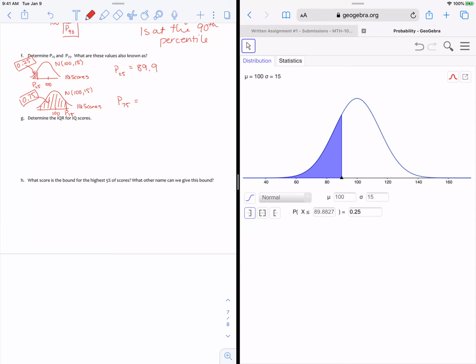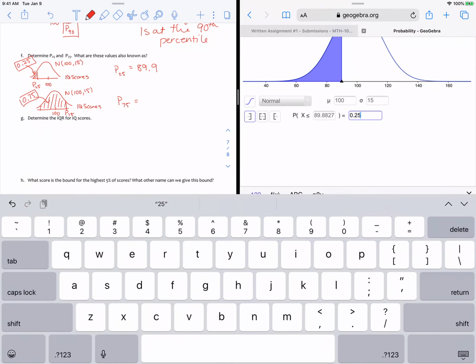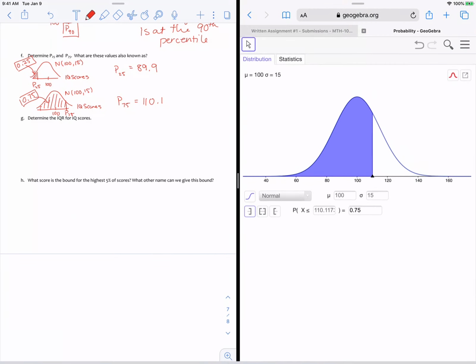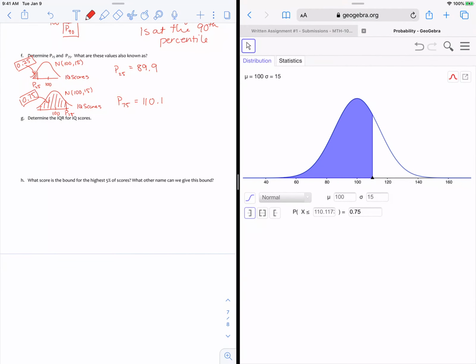And we have the 75th percentile, change that to 75, enter, and we have 110.1. Now that should look awfully familiar because we already calculated it from the other direction. And that means that this is Q1 and this is Q3, okay?